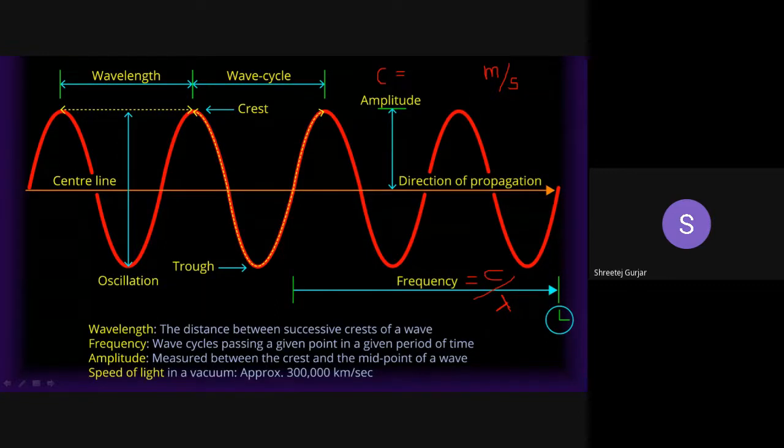Okay, I shall give you a clue. It is 3 into 10 power something. 10 power 8. Are you sure? Yes, sir, 10 power 8. Correct. So velocity of light is 3 into 10 power 8 meters per second. So you can imagine, in 1 second it will travel 3 into 10 power 8 meters.